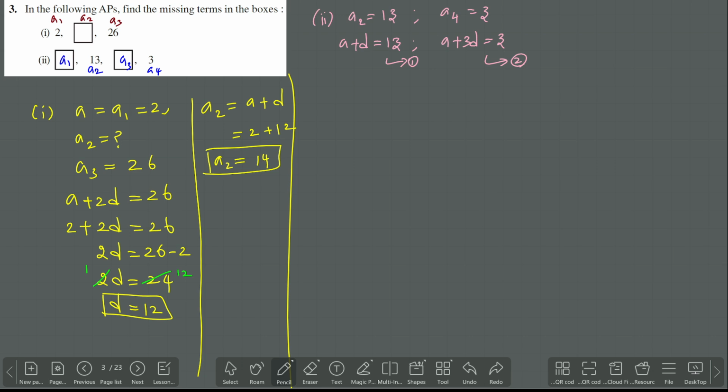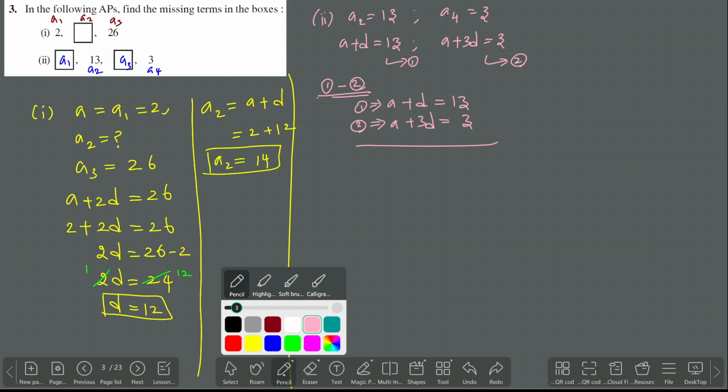Okay. When you subtract equations 1 and 2, A will cancel and D remains. 1 minus 2 or 2 minus 1, that is your wish, you will get the same answer whatever you do. Equation 1: A plus D equal to 13. Equation 2: A plus 3D equal to 3.